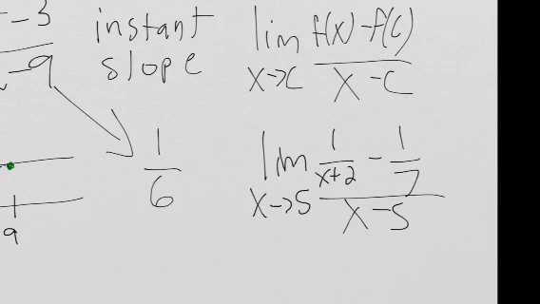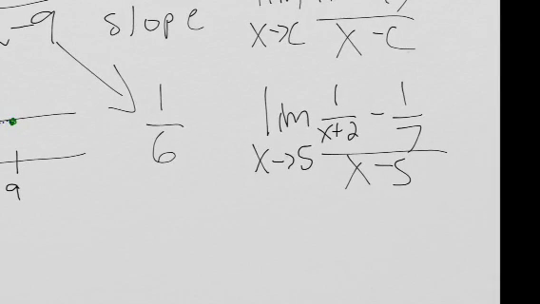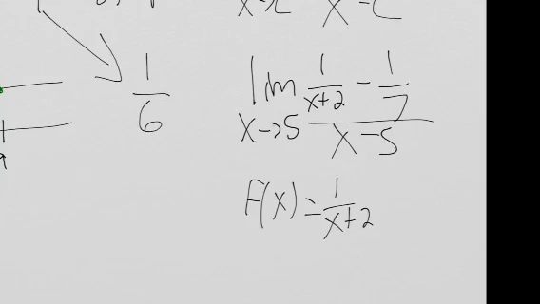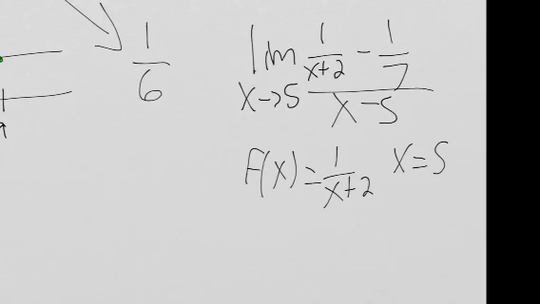So if we look at this example, f of x is 1 over x plus 2. That's the function that we're working with, and we're trying to find out the slope of 1 over x plus 2 at x equals 5. What's our y? Our y is 1/7. So this is f of x minus f of c over x minus c. If we can simplify this limit, we'll find out the slope at that point. I'm not going to do the algebra in this video, but this will simplify down to negative 1 over 7 times x plus 2.